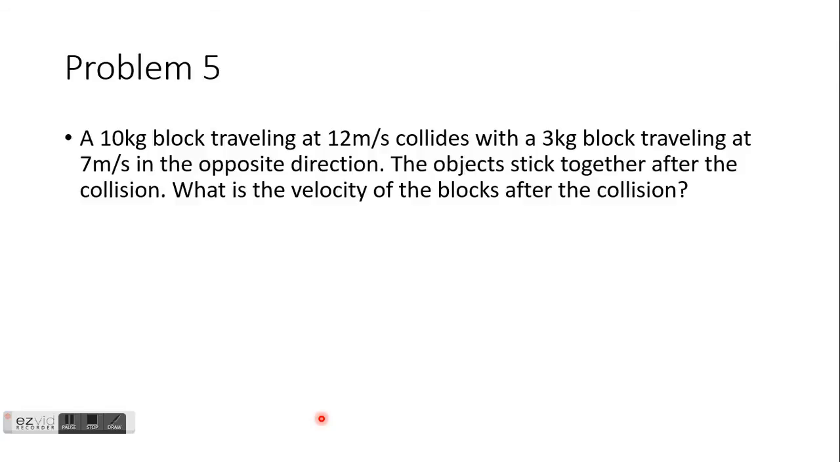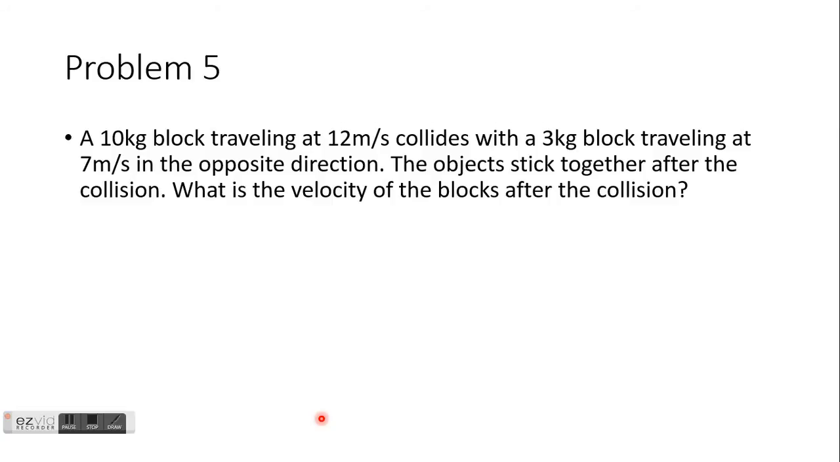So there's only going to be one final speed after the collision, and the mass is going to be the two masses added together. A 10 kilogram block traveling at 12 meters per second collides with a 3 kilogram block traveling at 7 meters per second in the opposite direction. The objects stick together after the collision. What is the velocity of the blocks after the collision?